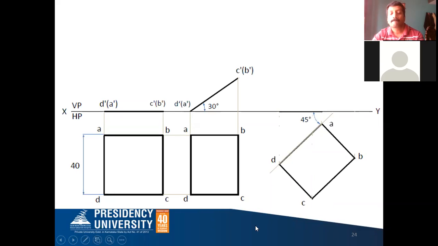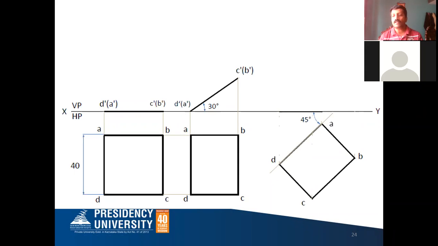Now how to get the points B and C? From D and C, I'll draw a perpendicular line, or 90 degree line, with respect to this 45 degree line. After drawing this perpendicular line, the distances A to B and D to C are the same. You can take the distance with the help of your compass. So you can cut from D the distance, and whatever points you get are C and B. Now you can join these with a thick line. So the final position top view is ready.